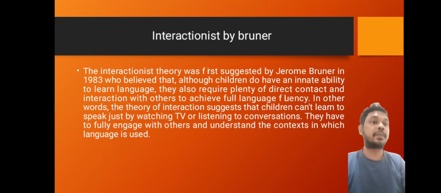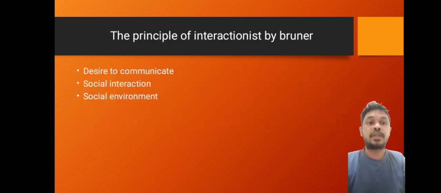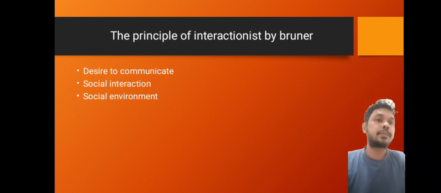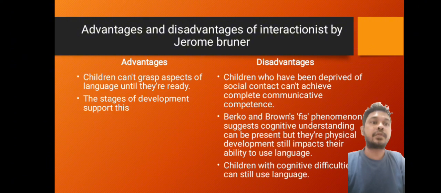And these are the principles of interactionism by Bruner: desire to communicate, social interaction, and social environment. And these are the advantages and disadvantages of interactionism by Jerome Bruner. The advantages: children can't grasp aspects of language until they are ready, and the stages of development support this.